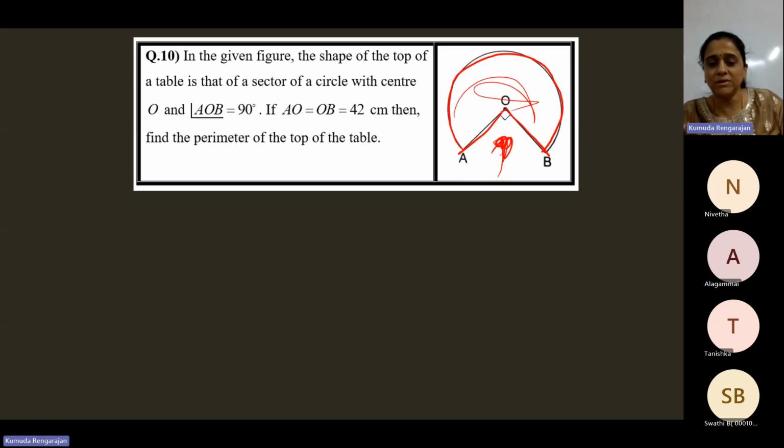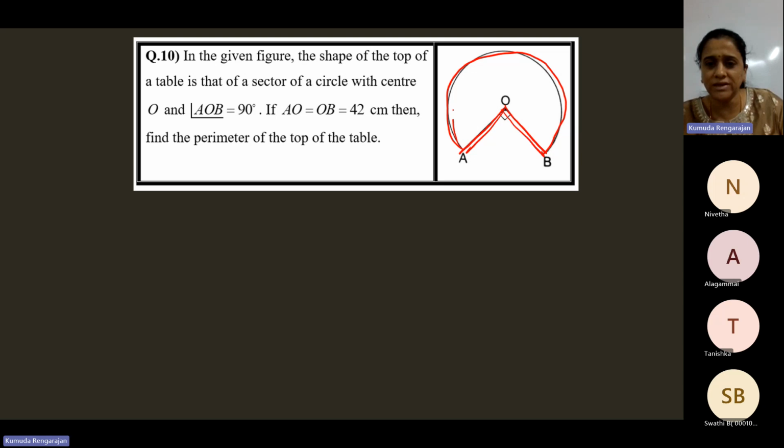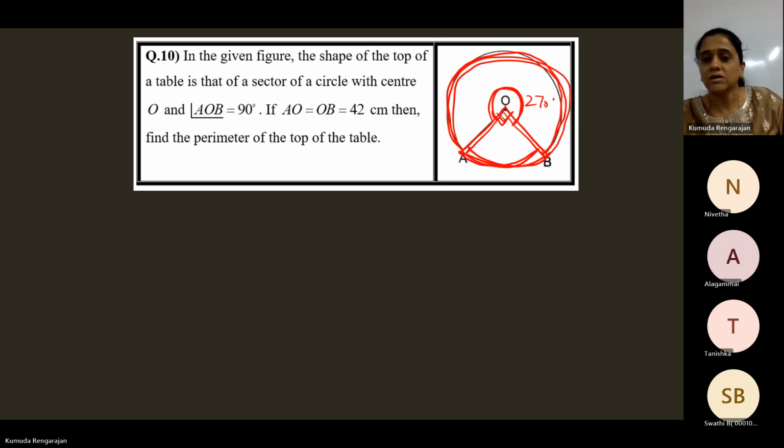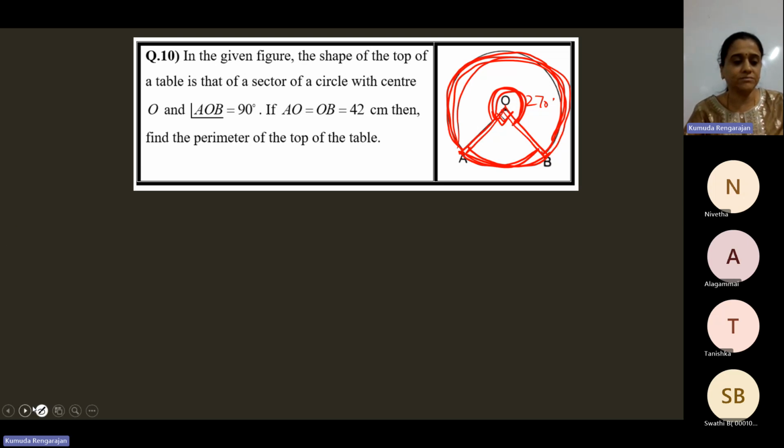So you need to find the perimeter of the tabletop. So that is OA plus OB plus the length of this arc. OA is 42. OB is 42. So we just need to find the length of this arc, which corresponds to the sector angle 270 degrees, not 90 degrees. 90 degrees is for this arc. 270, 360 minus 90, 270 is for this arc. So we need to just find the length of that arc.